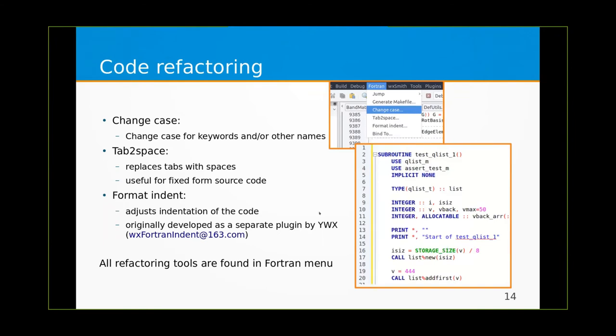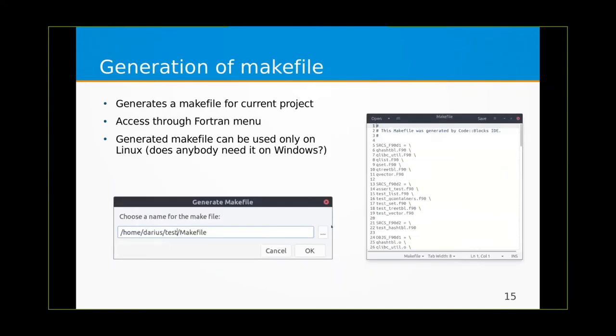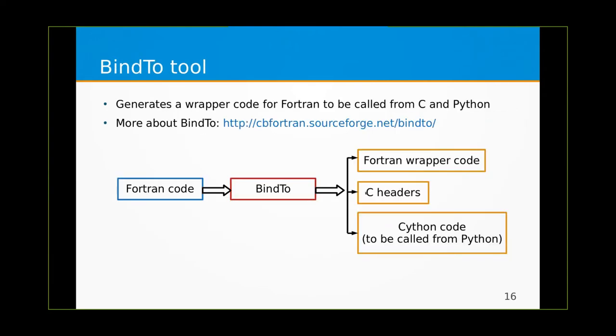Code refactoring. Code::Blocks includes several code refactoring tools for Fortran: change case, tab to space, and format indent. Format indent was initially developed by another developer as a separate plugin, but later was included in the FortranProject plugin. There is also the possibility to generate a makefile for Linux. And the last tool is the bind tool.